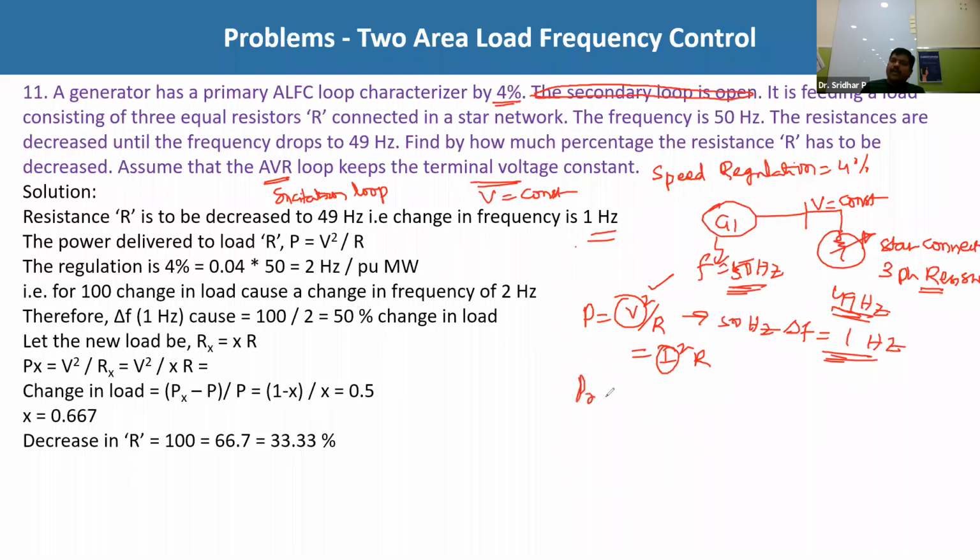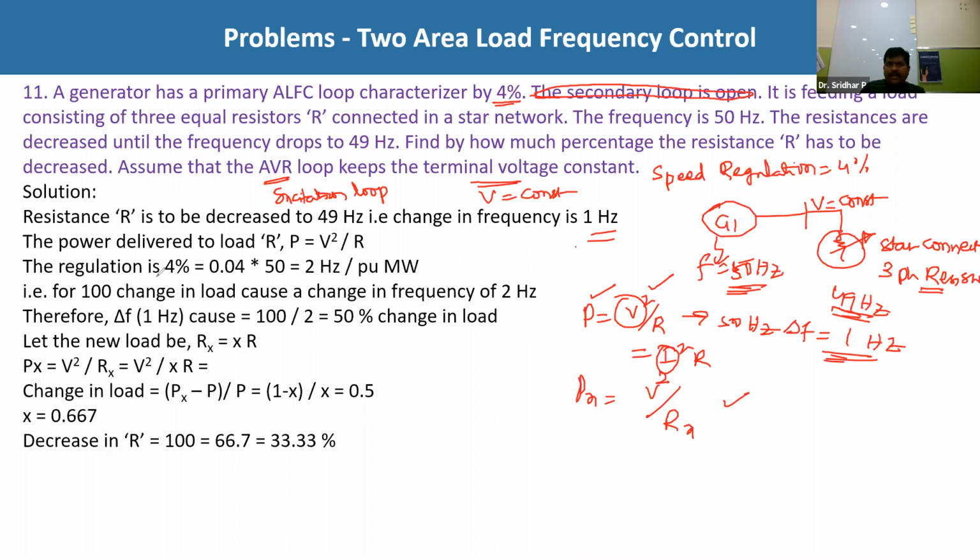During 49 Hz, the frequency will anyhow be constant, so it is V square by Rx, because this R will be changed. He has clearly given that the resistances are decreased until the frequency drops to 49 Hz. So this Rx will be changed, and this is one case. This is the Px value and this is the P value.